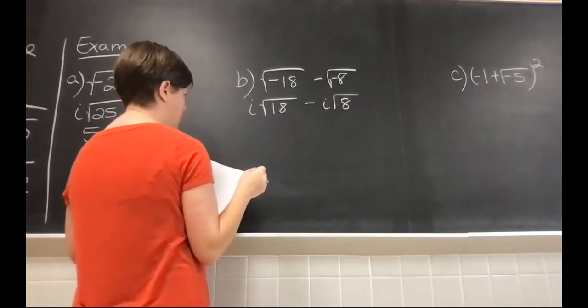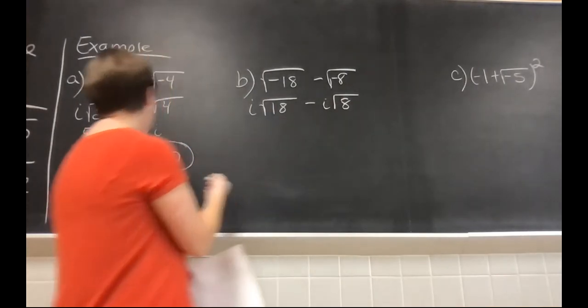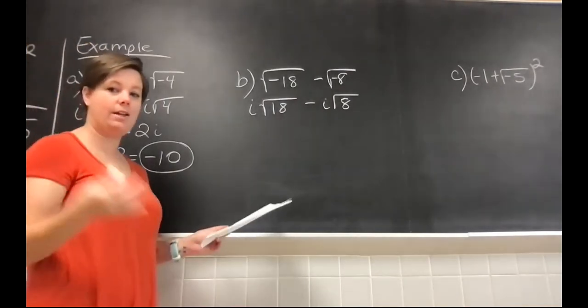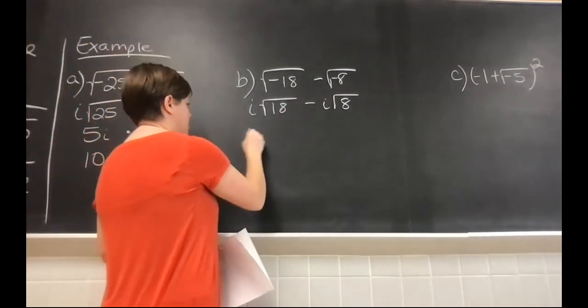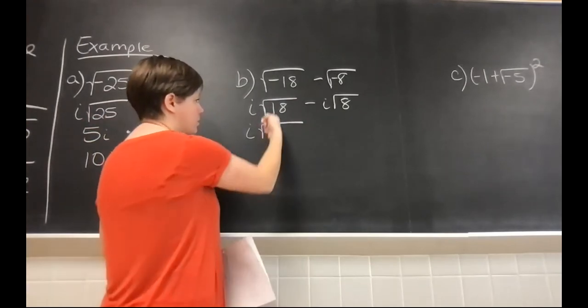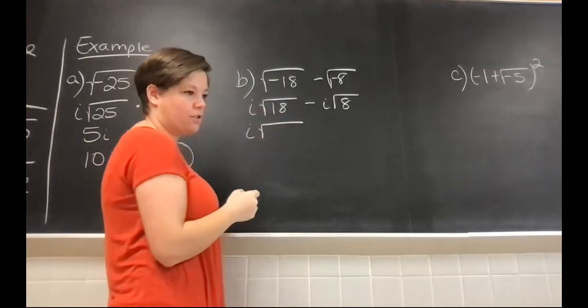Okay, now we have to think about, these aren't perfect squares. Over here we have 25 and 4. Those are perfect squares. We got rid of our radicals. They went away, all nice and neat. But that's not what's going to happen here. So is there anything that's squared that is a factor of 18?